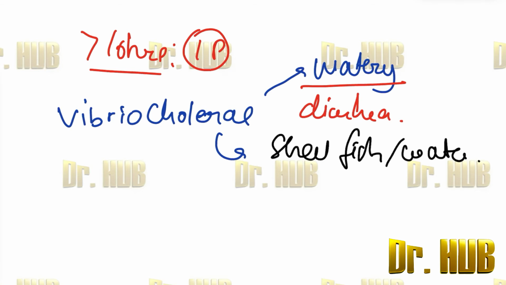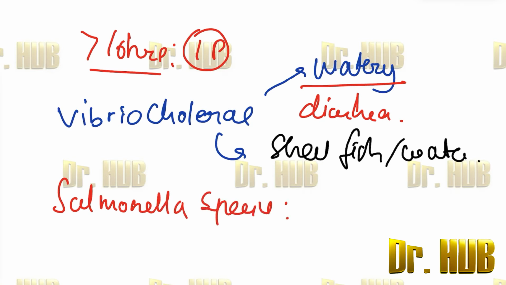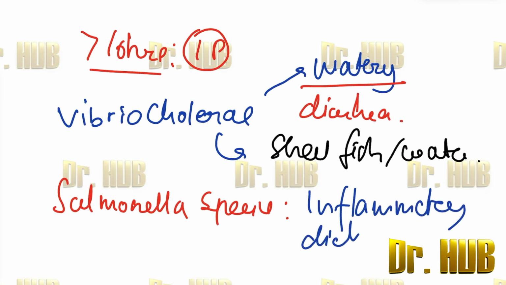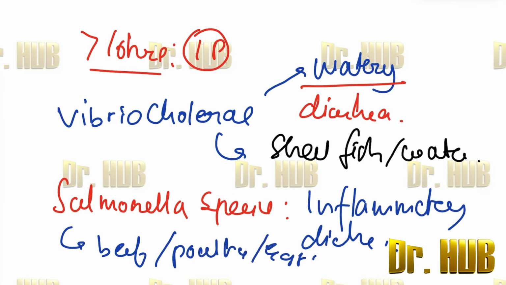Next, we move on to the Salmonella species. Salmonella presents with inflammatory diarrhea. What are the sources of the Salmonella species? The sources include beef, poultry, as well as eggs.